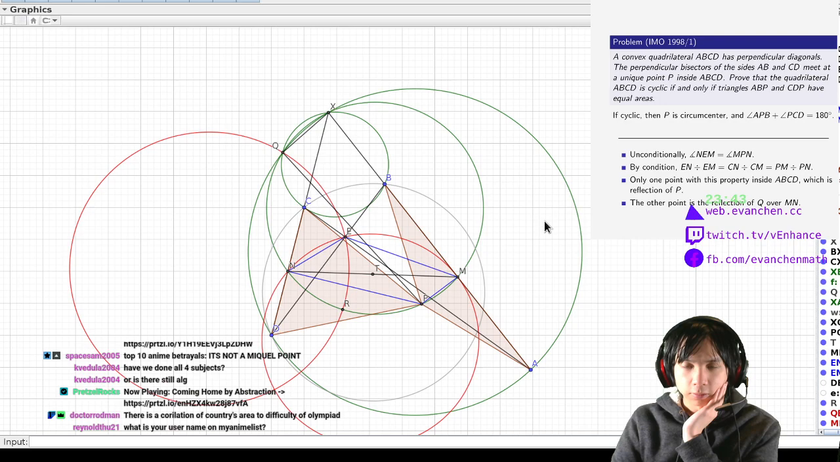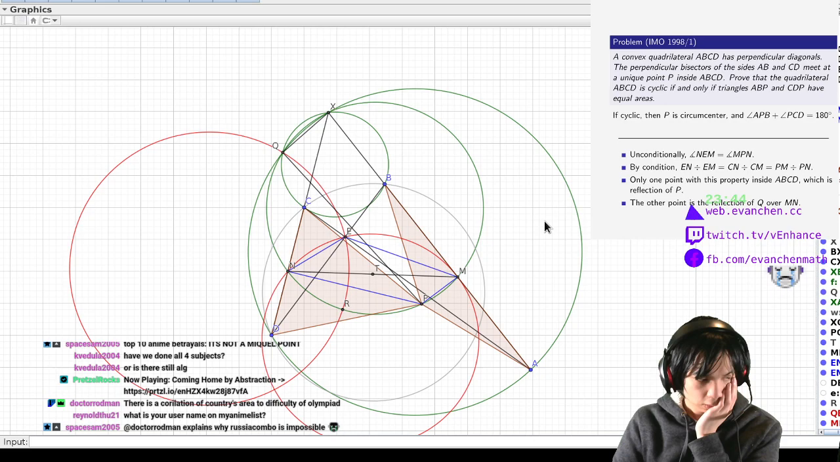So if that point is E, then Q is at a right angle with both CD and BA as well. And that seems extremely bad. That sort of implies E equals Q, which I don't think can happen. The circles with those diameters should intersect at most once.